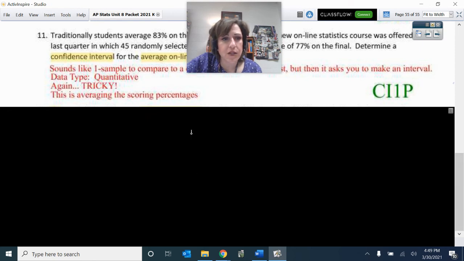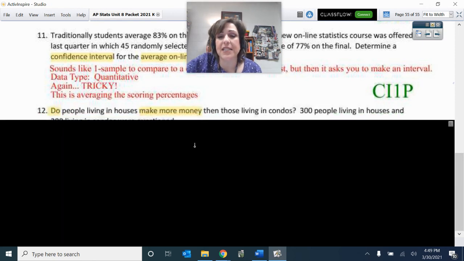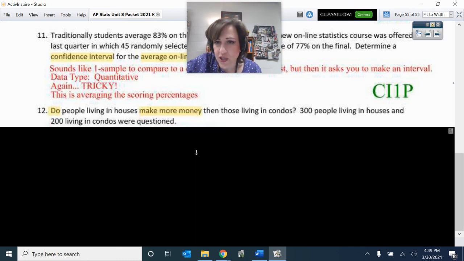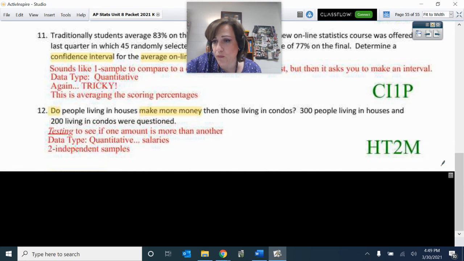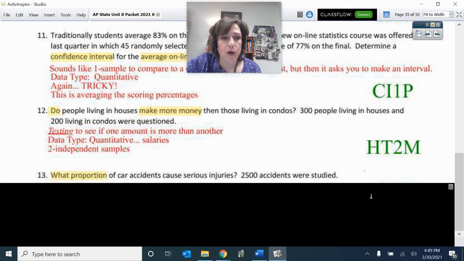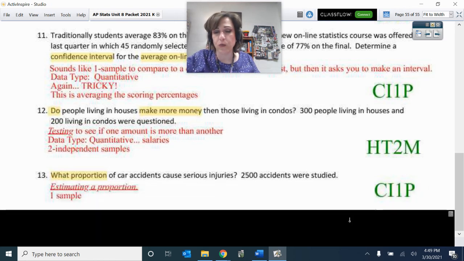Okay, 12. Do people make more money? Compare the 300 living in houses to the 300 living in condos, and we're talking money, so that's a quantity. So I've got two independent samples. Do they make more money? Is this one greater than that one? Yes or no? Hypothesis test for two means. And finally, what proportion of car accidents cause serious injuries? I just had one sample, and we're going to do the proportion that are serious, but I'm estimating that proportion amount. So, confidence interval, one proportion.